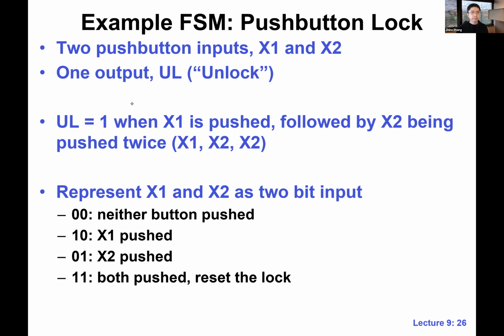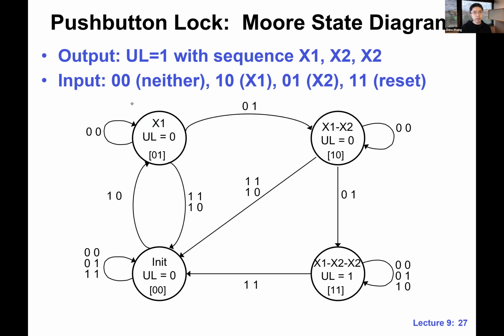All right, so this is also another problem that we saw last time. We also looked at this push button lock, where we have 2 inputs and we detect the sequence. If this button is pushed, and after this button the other button X2 is pushed twice, then we unlock. I'm not gonna go over the state diagram again, so I just want to show you the end product that we drew last time.